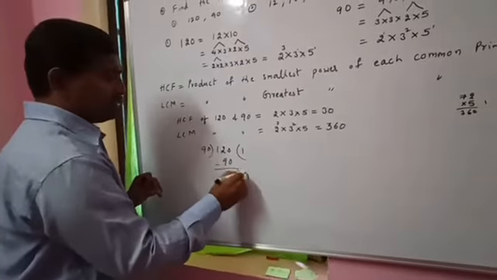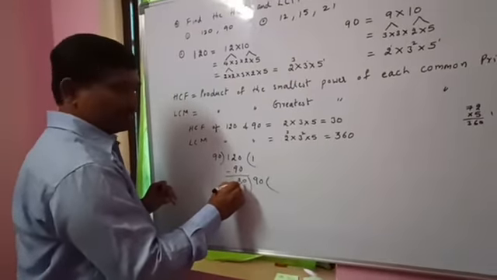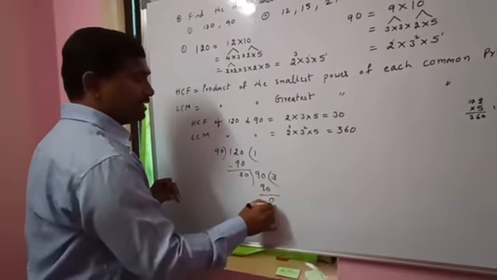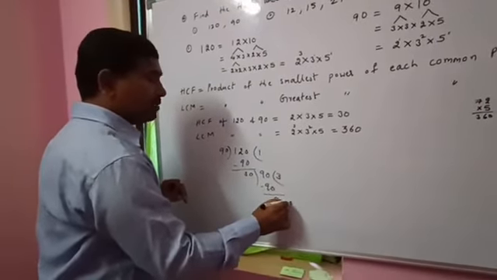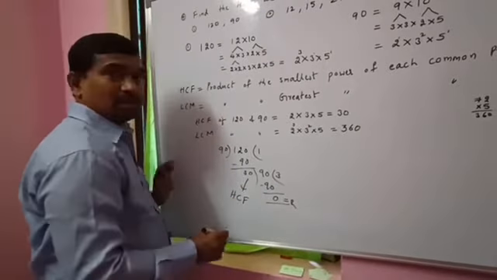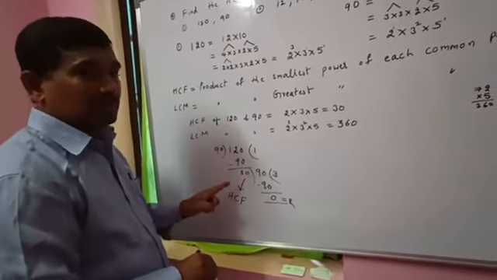So take 90 as the dividend and 30, the remainder, as the divisor. 30 threes are 90. Here what we are getting? 0. So when the remainder is 0, this is the HCF. This is the way of finding the HCF using the division method.